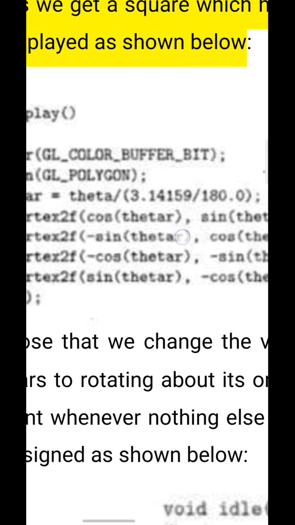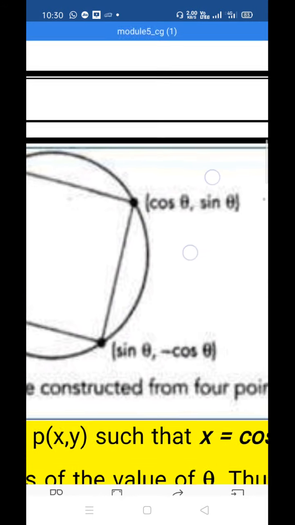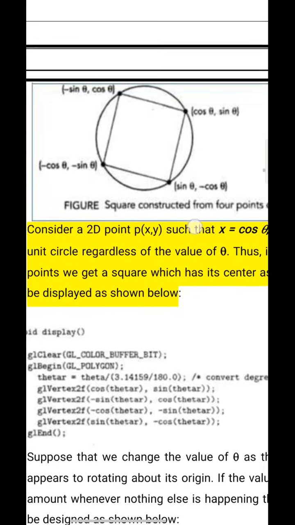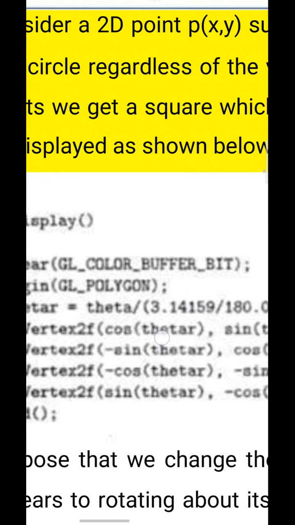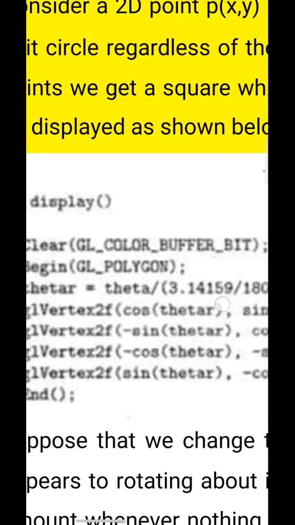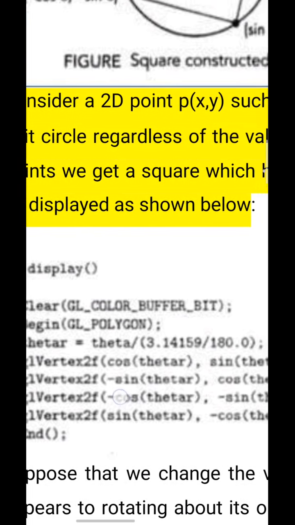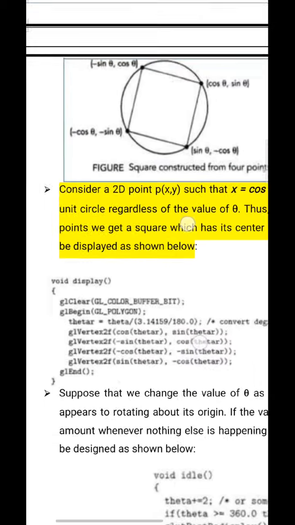Cos of theta r. Earlier it was cos of theta comma sine of theta, isn't it? So theta is converted to theta r in the above step. Cos of theta r is taken, sine of theta r is taken. Repeat the same step, that is GL vertex, plotting the vertex. Next 3 points you have to consider, list out here: sine of theta r comma cos of theta r, minus cos of theta r comma minus sine of theta r, and so on. Okay.